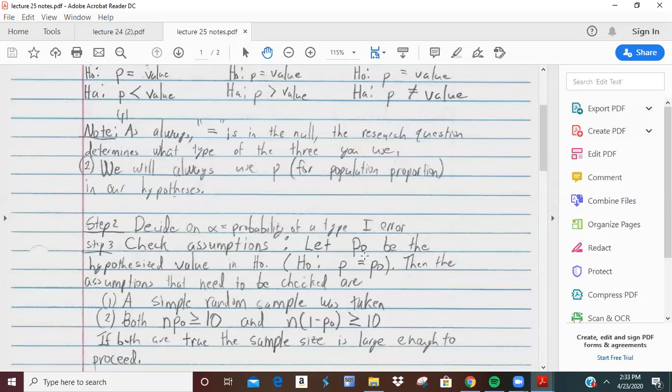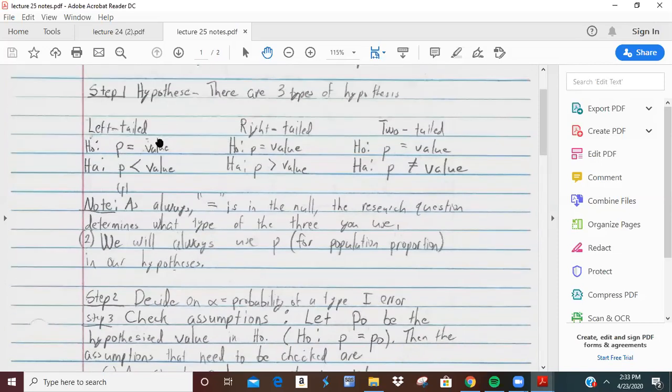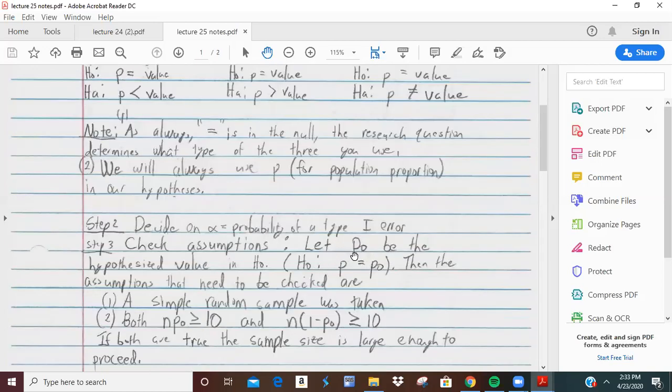So we're going to let P sub 0 be the hypothesized value in the null hypothesis. Whatever this value is, we're going to give that the symbol P sub 0. So H naught is P equals P sub 0.